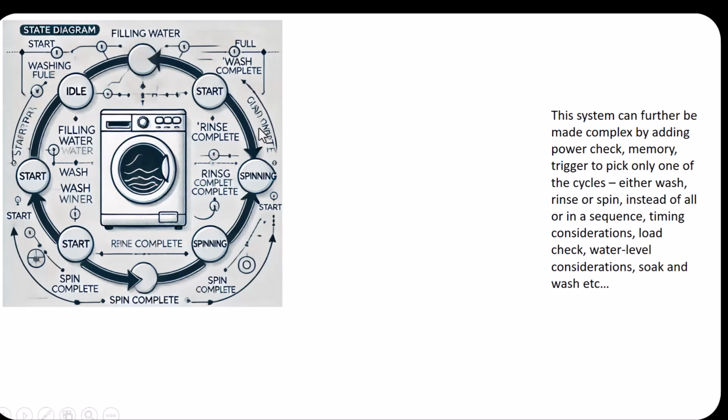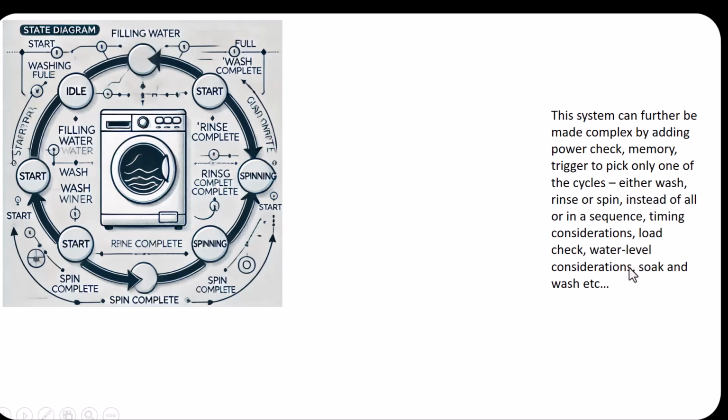Then again, this is under the assumption that once you start, it will fill water, wash, rinse, spin, and then stop. What if I just want the clothes to be washed, not rinsed or spun? Or if I want the clothes to be just rinsed and not washed or spun, or only spun and not washed or rinsed? So these are individual cycles which I may want to perform. That is not considered here, but you can add the complexity by doing so.